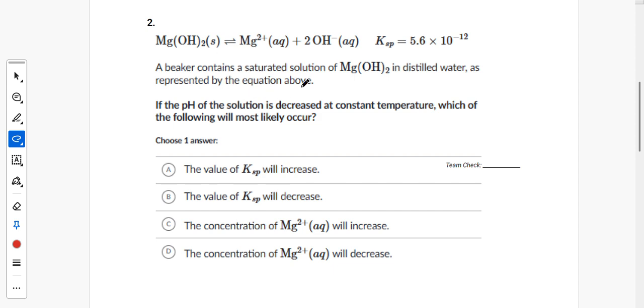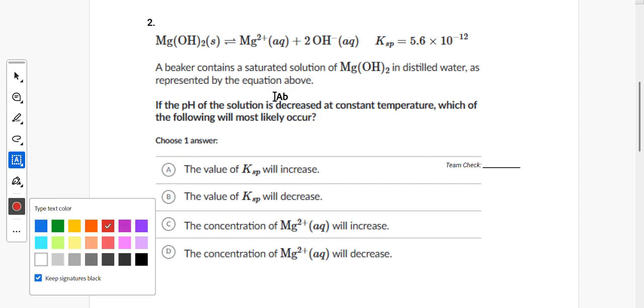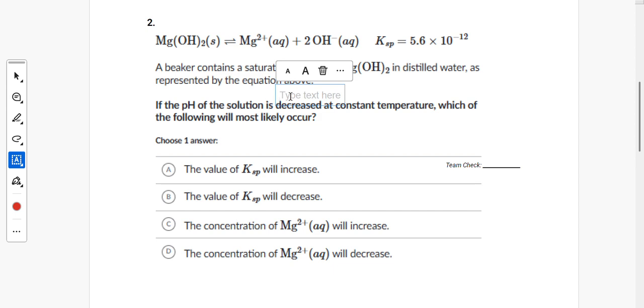If the pH of the solution is decreased, so let me really quick just remind myself what decreasing the pH of a solution means. So that means the pH value goes down, which means it's going to become more and more acidic. More acidic means there's going to be more H plus. So if there's going to be more H plus, which of the following is most likely to occur?